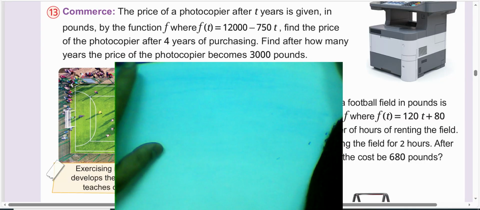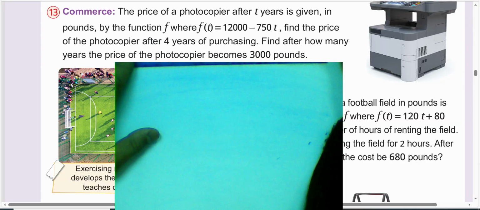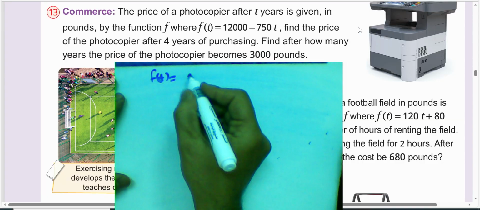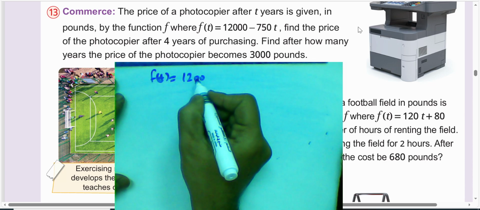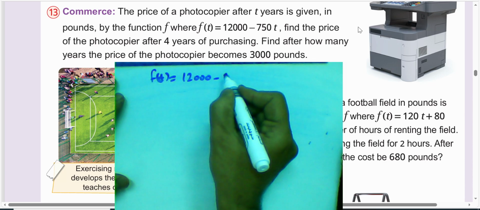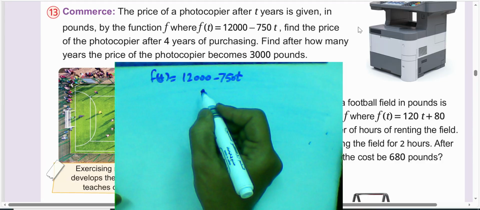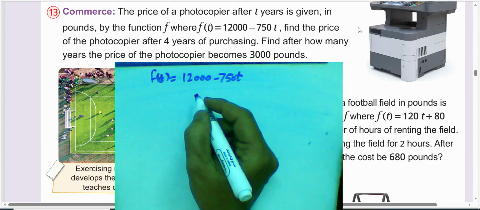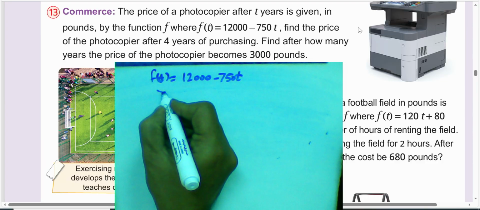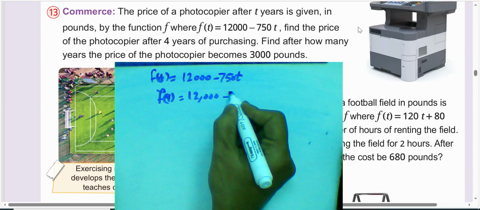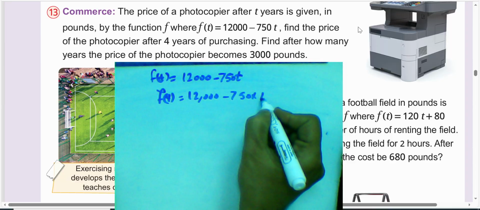Commerce. The price of a photocopier after t years is given in pounds by the function f of t equals 12,000 subtract 750t. Find the price of the photocopier after 4 years. Put t equal 4. Then we have 12,000 subtract 750 multiplied by 4.